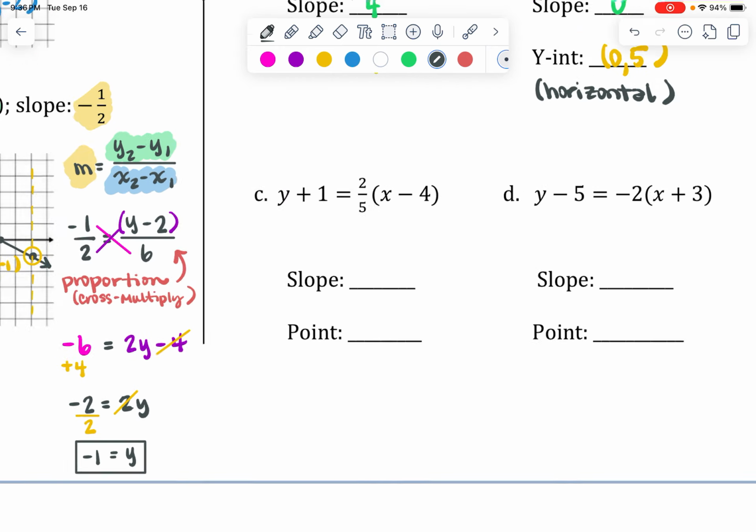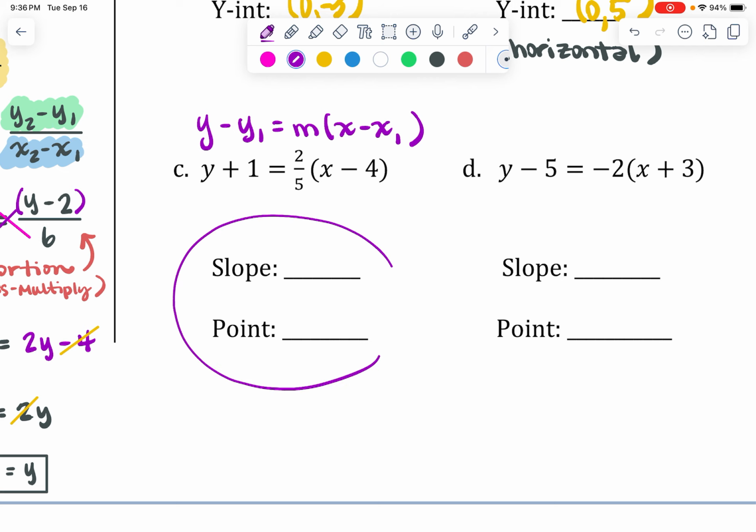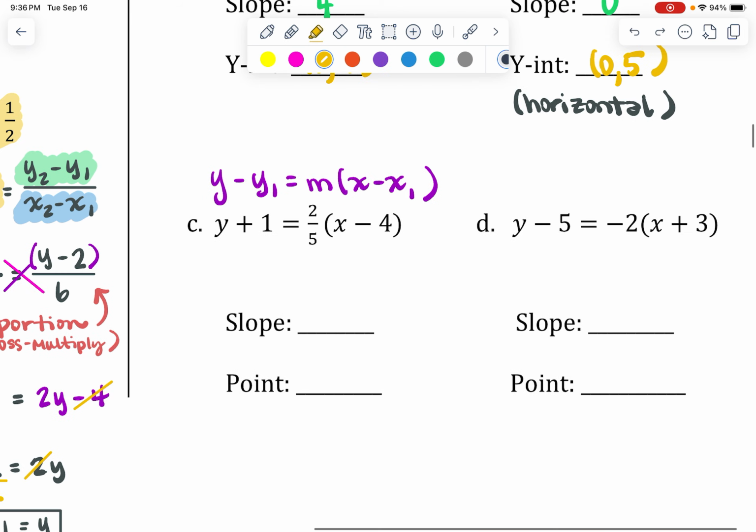All right, C and D, these are clearly in point slope form. So if you need to write it above, you can. Now, more than likely, when you see point slope form, you're probably going to distribute and get it in y equals mx plus b form, but that's not what they're wanting you to do here. They're wanting you to actually pluck out the slope and the point from the point slope form. So clearly our slope is nice and easy to find, because it's sitting right there as 2/5.